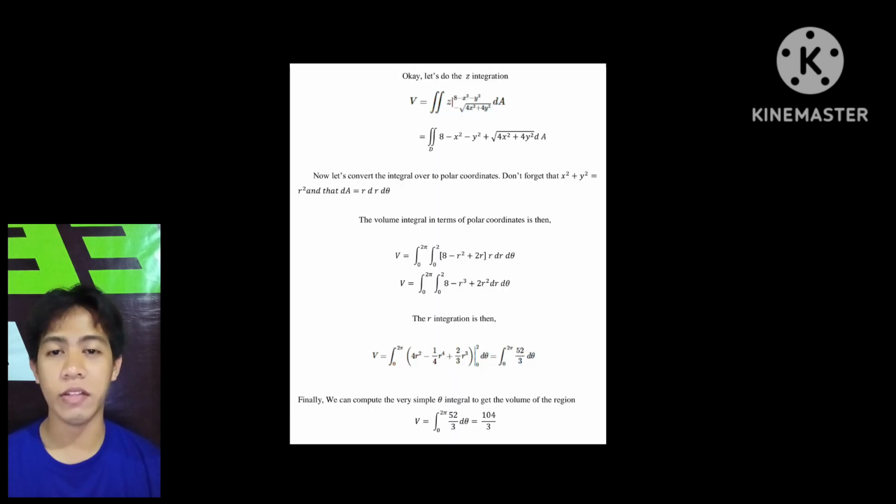Okay, let's do the z integration. So V, or volume, is equal to the integral over D of the integral from -√(4x² + 4y²) to 8 - x² - y² with respect to z, which is equal to the integral over D of 8 - x² - y² + √(4x² + 4y²) dA.